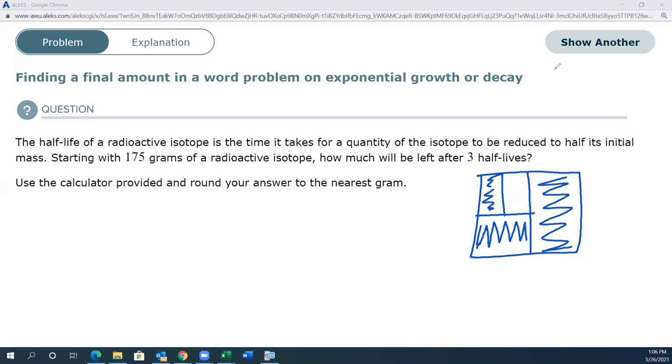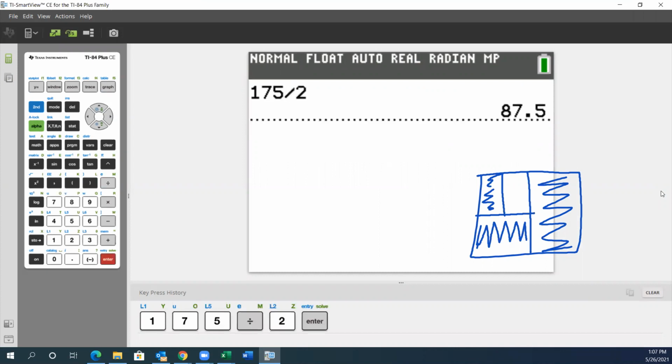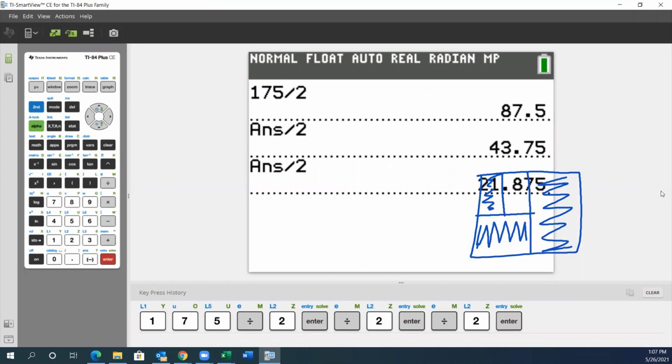So we start off with 175 grams, okay? And they say after 3 half-lives, what's going on? Well, one way to do it would be to say, okay, after 1 half-life, I'm down to 87.5 grams. After another half-life, I'm down to 43 3/4. After a third half-life, I'm down to 21.875 grams. That would be the answer.